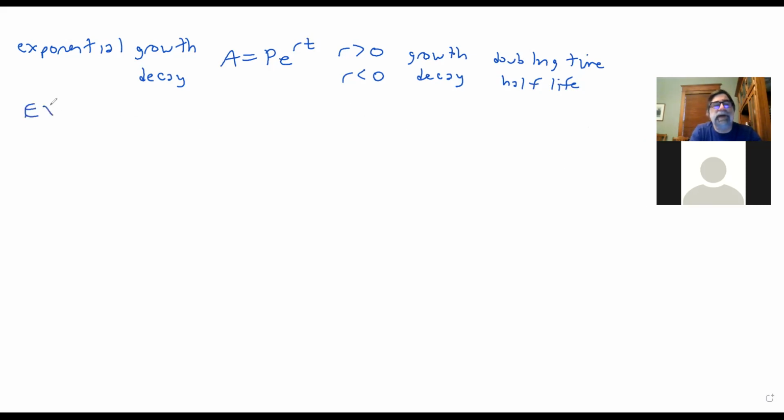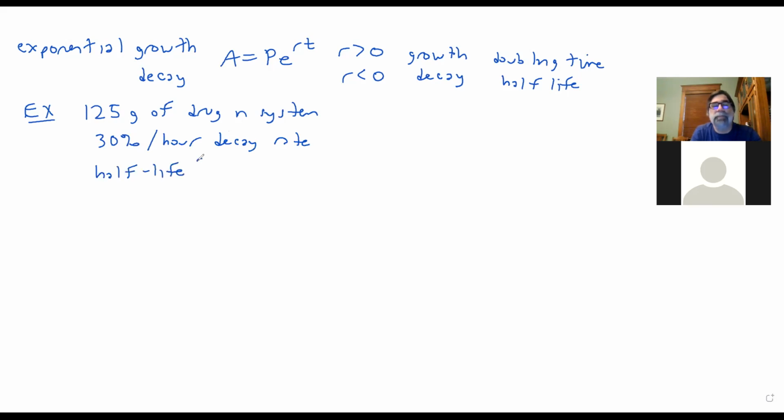So let's do an example where you start with 125 grams of a drug in a system, and the system is going to decay that drug 30% every hour. And I want to ask you, what's the half-life of this drug in your system? So when you talk about the half-life here, you're saying, how long will it take that 125 grams to decrease by half? So we need this equation. Once we know that equation, we could find the half-life.